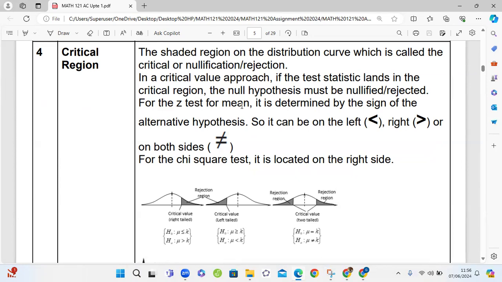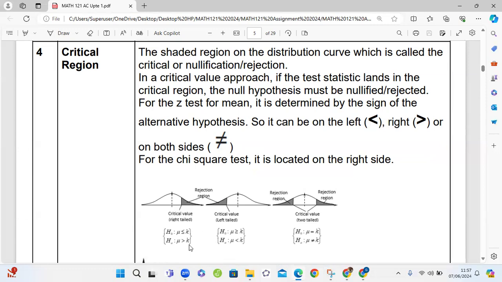So for the z-test for mean, you have to remember that the critical region is determined by the sign of the alternative hypothesis. So it can be either on the left, right, or both sides. So I repeat, for the z-test for mean, the critical region, the shaded region, as you can see, can be either on the right or left or both sides. Remember, it follows the sign of the alternative.